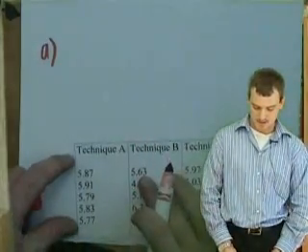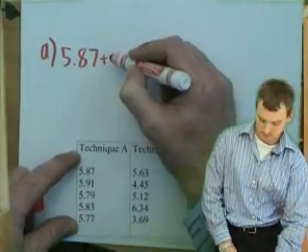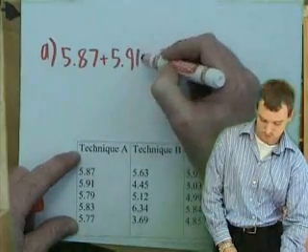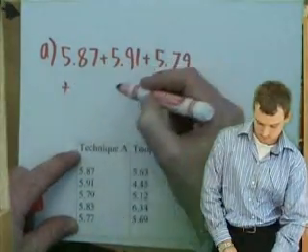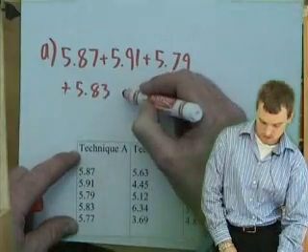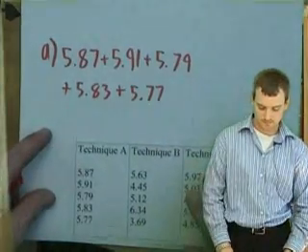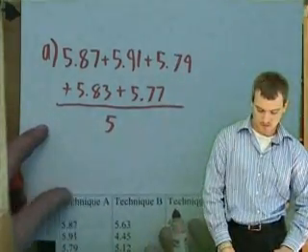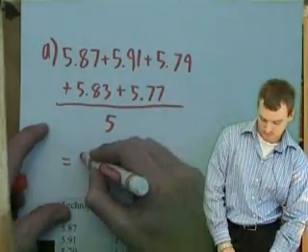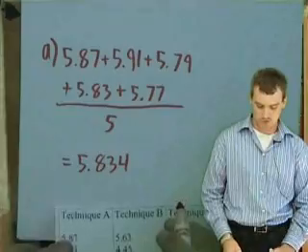The mean is simply going to be the average of all of these in technique A. So we're going to take all these values: 5.87 plus 5.91 plus 5.79 plus 5.83 plus 5.77. Now we're going to add all these together, and then divide all of this by 5 because there are 5 values. So the final answer is 5.834, and that's going to be our mean, our average.